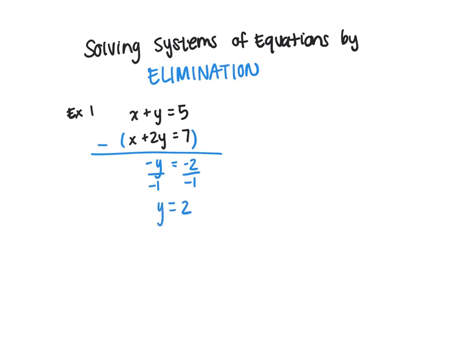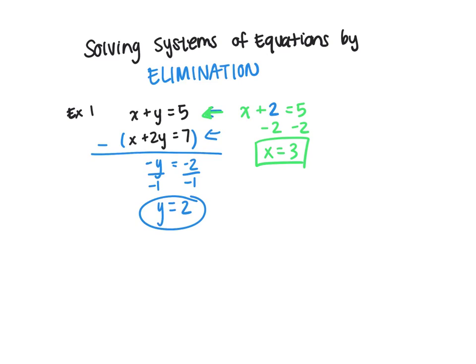equals 2. Now that we know y equals 2, we can plug it into any of these equations to solve for x. So let's plug it into maybe the first one. So we have x plus 2, because we know y equals 2, equals 5. So let's subtract 2 on both sides, and we get x equals 3. So the solution to this system of equations would be (3, 2). That is the point where these two would intersect.